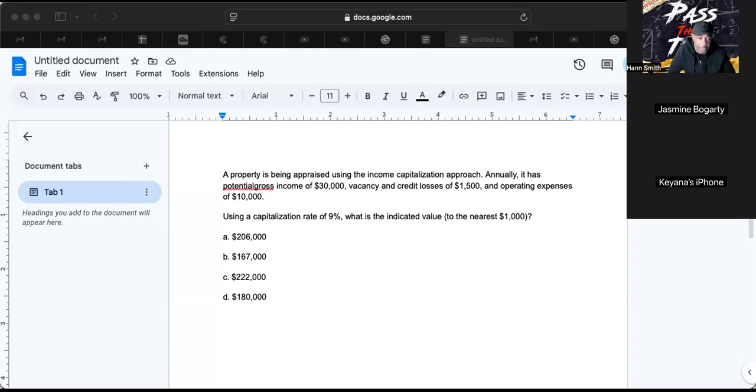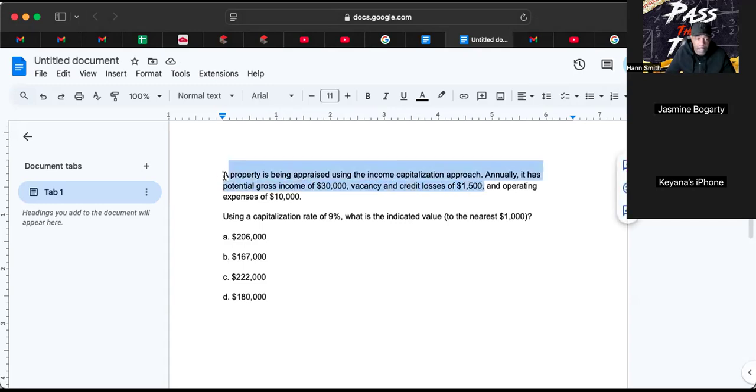So reading this question, it says a property is being appraised using the income capitalization approach. Annually, it has a gross potential income of $30,000, vacancy and credit loss of $1,500, and operating expenses of $10,000. Now, in the previous question that we answered, we did up to here, but we didn't talk anything about operating expenses.